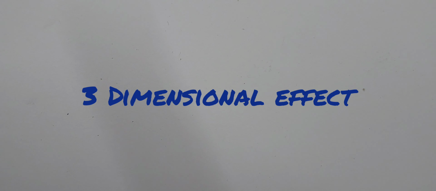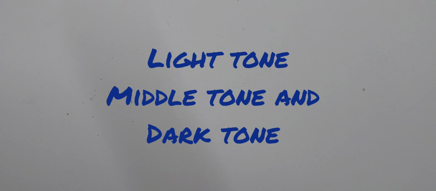Whenever we want to create an object, we see where the light is falling, and when we see the light falling on the object, we can see a 3D effect on it. That 3D means three dimensional effect, and these effects are light tone, middle tone and dark tone. Let me show you the effect of these. First let me show you the pencils.